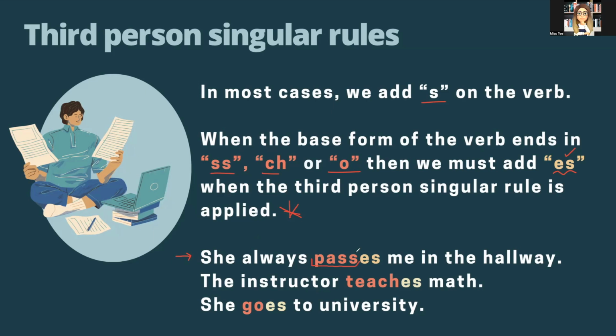Now, because it's third person singular, we have to add an S on the end. But because we already have 2 S's here, if we add a third S, oh no, that's wrong. We actually have to do ES because we have this combination. Let's look at this one.